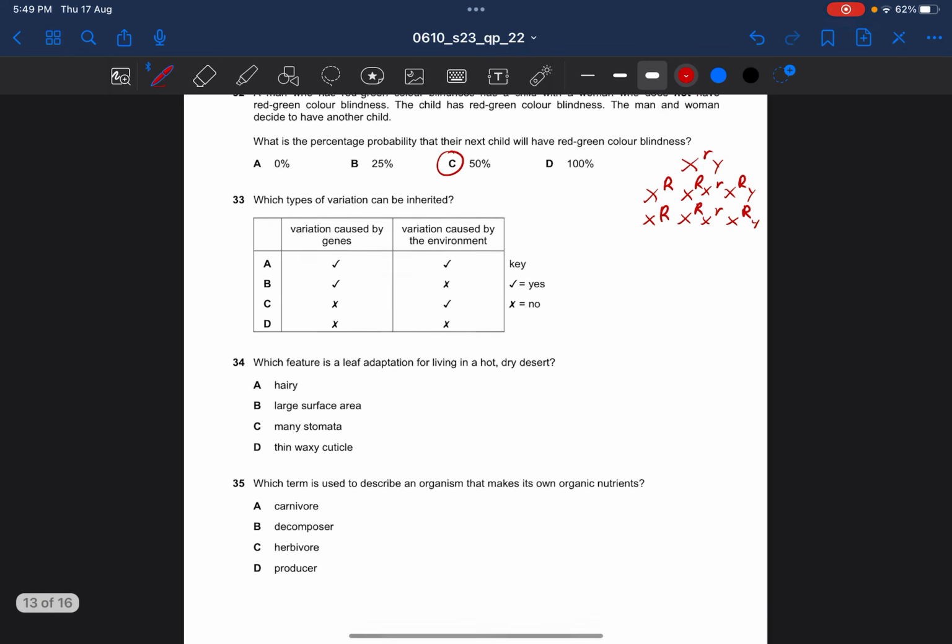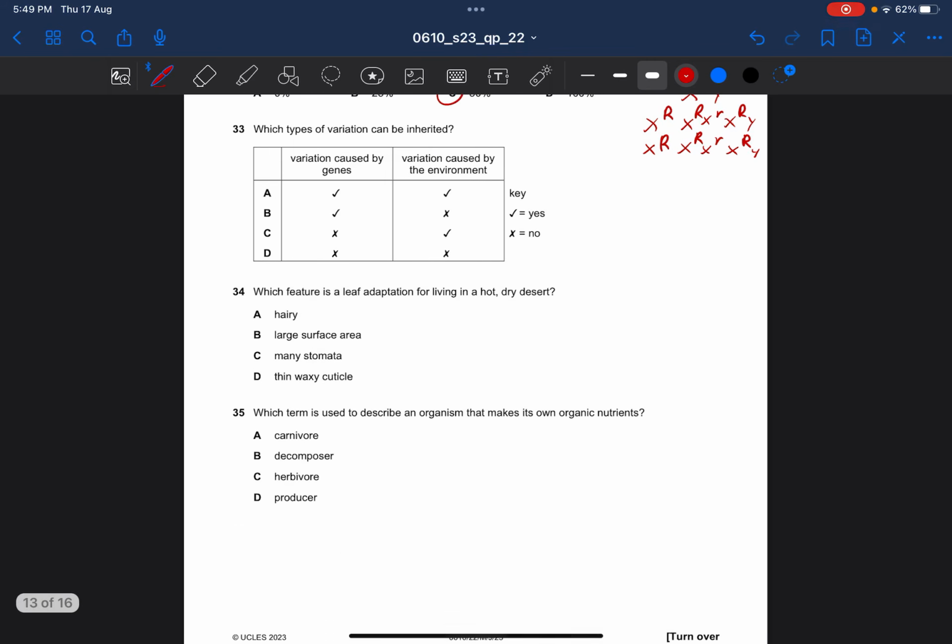Okay, question 33. Which type of variation can be inherited? So it has to be caused by genes only. So the answer is B. Okay, question 34. Which feature is a leaf adaptation for living in a hot, dry desert? So it needs to be hairy. Okay. Alright, question 35. Which term is used to describe an organism that makes its own organic nutrients?